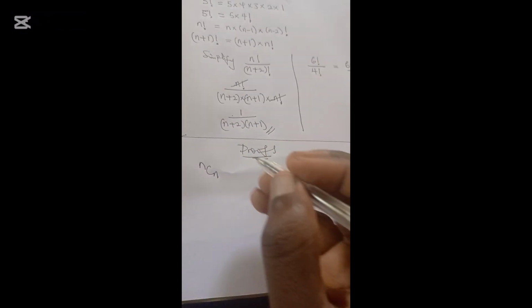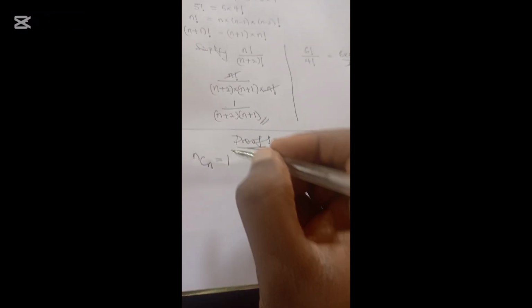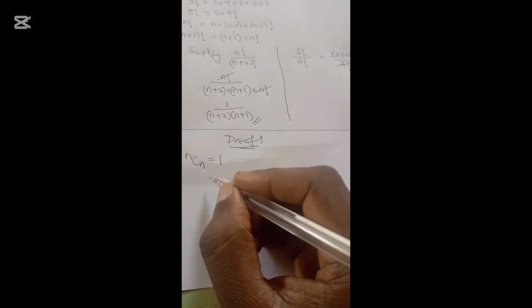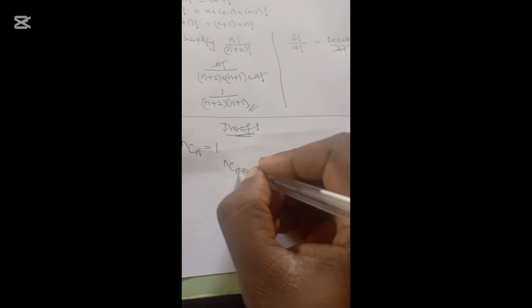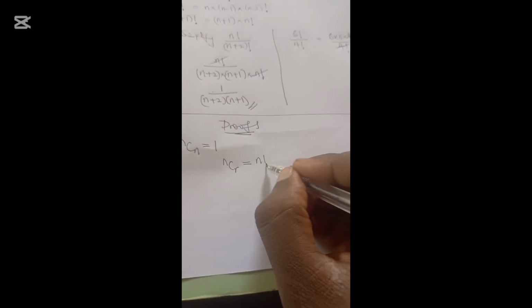Number 1, how do we show that n combination n is equal to 1? We know by definition that n combination r is equal to n factorial over n minus r in brackets factorial, then r factorial. This is the definition of n combination r.